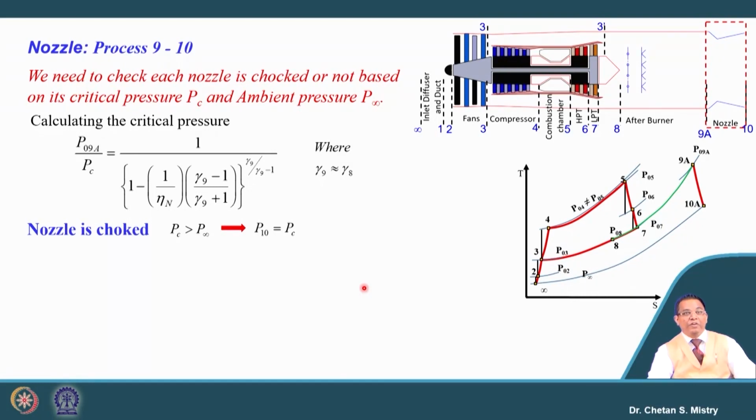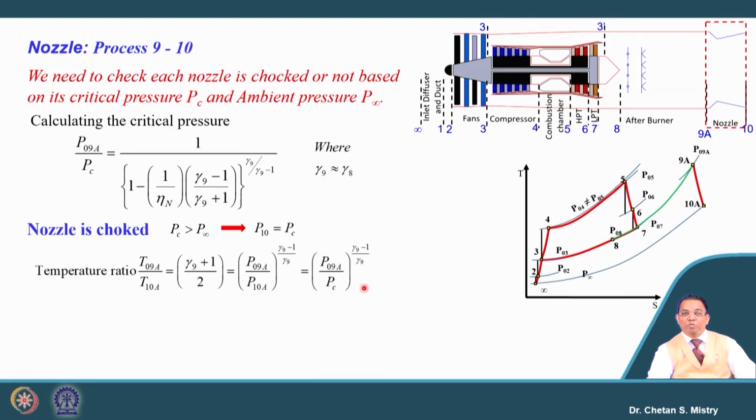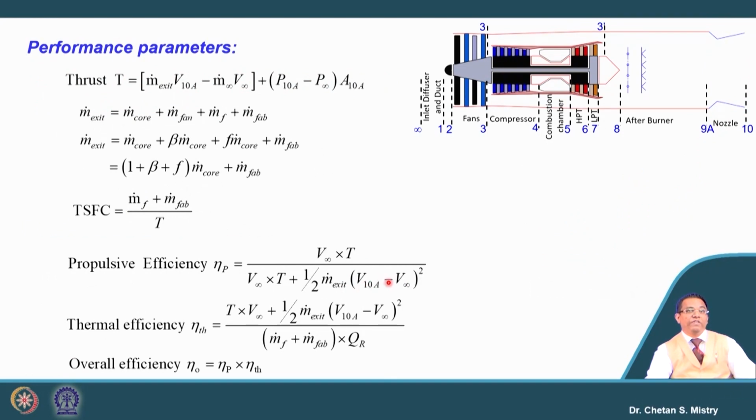Here in this case, suppose my critical pressure is greater than the atmospheric pressure, then the exit pressure will be equal to my critical pressure. We can do the calculation for the exit velocity. Once we have this exit velocity, we can straightaway calculate the thrust. For thrust, be careful: the exit mass flow rate is m dot core plus m dot fan plus m dot f, which is fuel-air ratio based, and this is for the afterburner. So the formulation for the exit mass flow rate will be modified here. Be careful about this part.